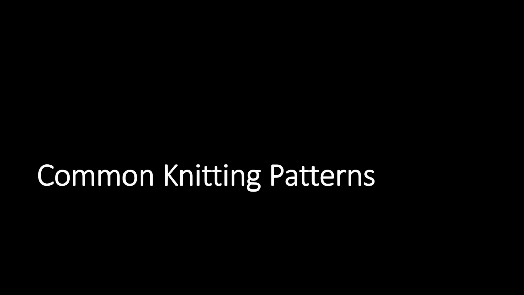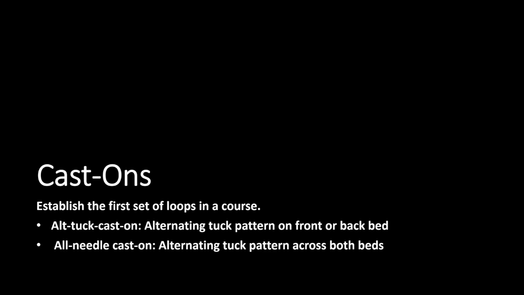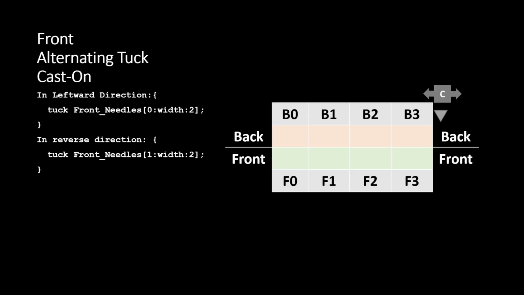Together to do some common knitting patterns. The first are cast-ons, which help you establish your first set of loops or your first course of knitting. There are two common ones, such as the alt-tuck cast-on, which is an alternating tuck pattern that you can do on the front or back bed, allowing you to cast on to a single side of the machine. The second one is an all-needle cast-on, which is an alternating tuck pattern across both beds, which allows you to establish loops on both sides.